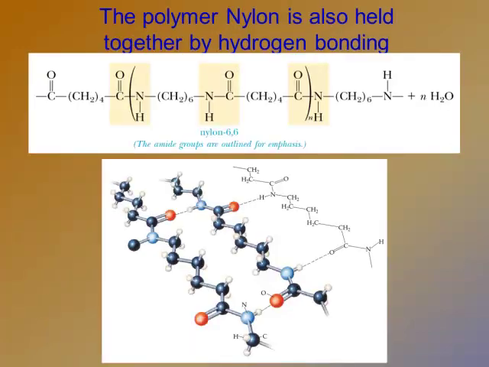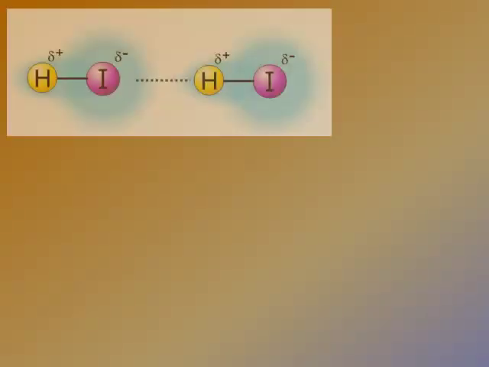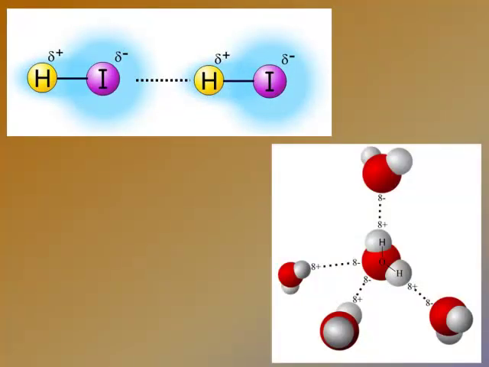Another example of hydrogen bonding is the polymer nylon. One long polymer chain is attracted to the next via hydrogen bonding. The two types of IMFs we've discussed so far, dipole forces and hydrogen bonding, occur between polar molecules. It's pretty easy to understand that polar molecules would attract each other. Polar molecules have positive and negative ends. They're like little magnets, with their positive and negative ends attracting one another.